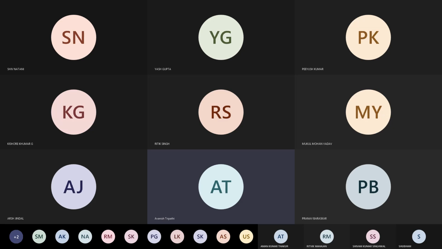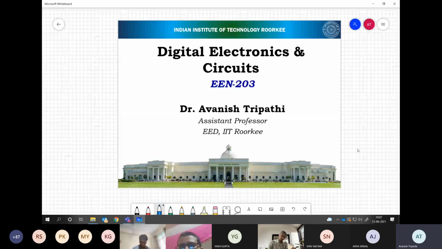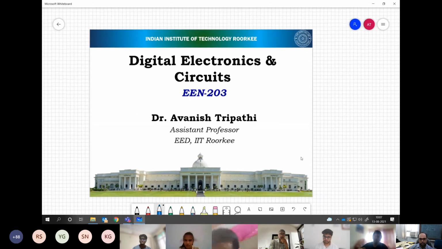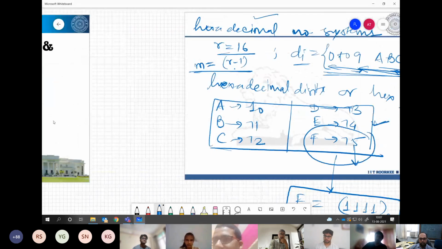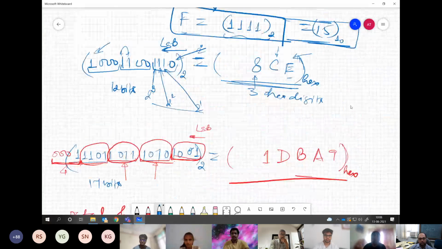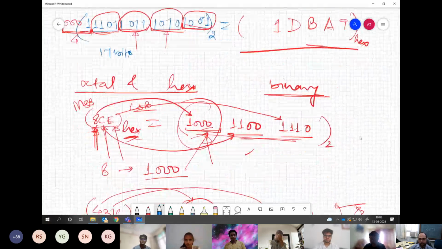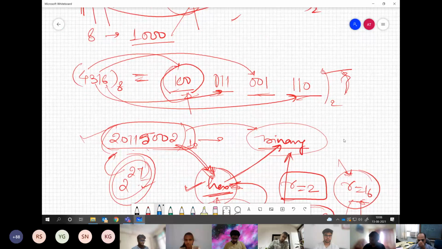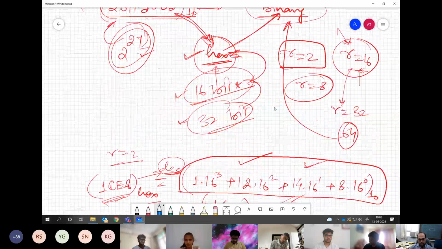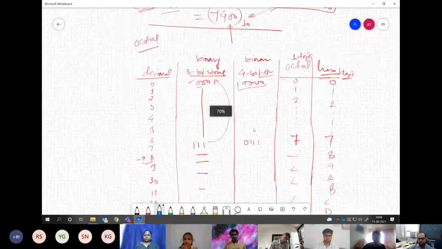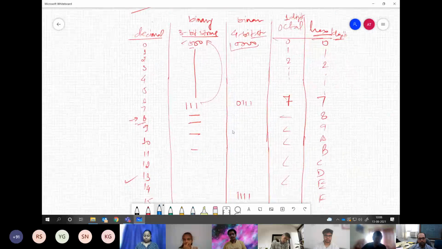Course EN 203 Digital Electronics and Circuits, and we are discussing the number system. Several number systems we have discussed in the previous classes, for example the hexadecimal number system and how we deal with those number systems, how we go from binary to hexadecimal, and then hexadecimal to binary or hexadecimal to the decimal system, radix, natural radix system. All these things we have seen, and we have tried to tabulate the digits.